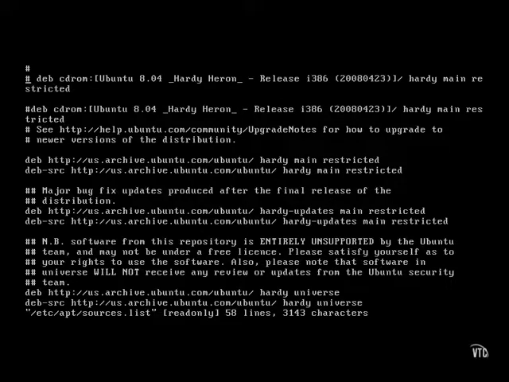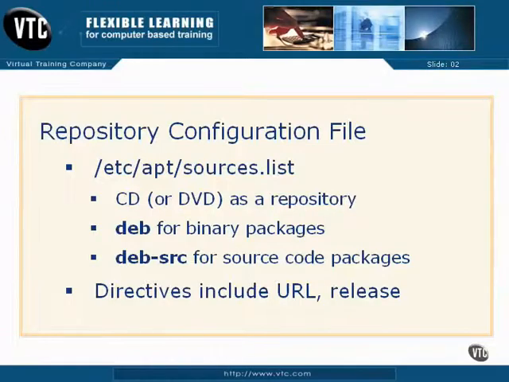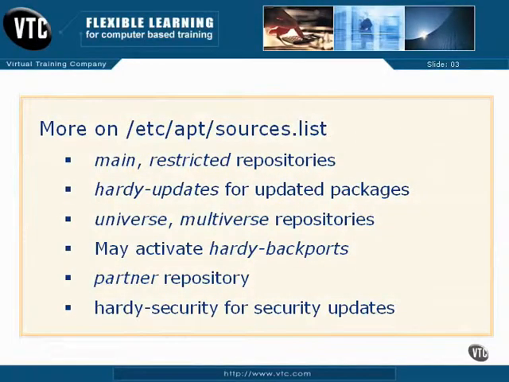Note the words after the URL. In my case, it lists the Hardy Heron release. The words after that refer to specific repositories. With the first two lines, it refers to the main and restricted repositories already described in another video. You'll see references to Hardy updates. In other words, these are associated with update packages. You'll also see repositories which reference the universe and multiverse repositories.